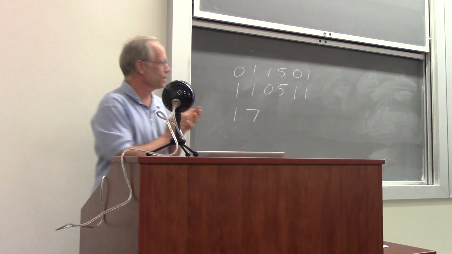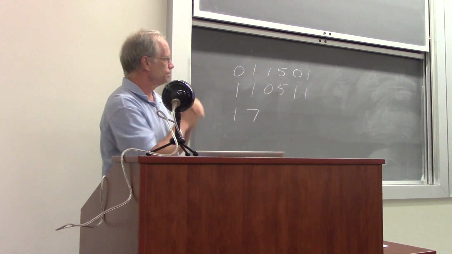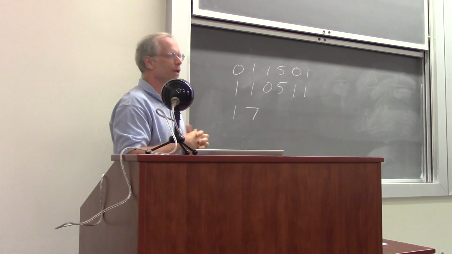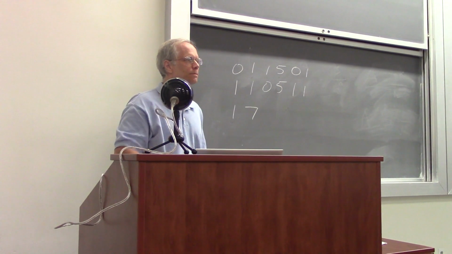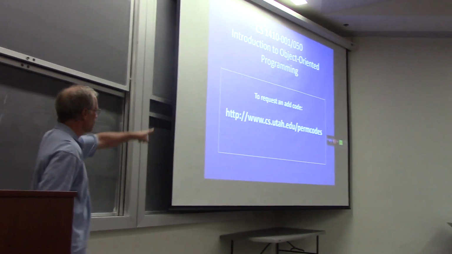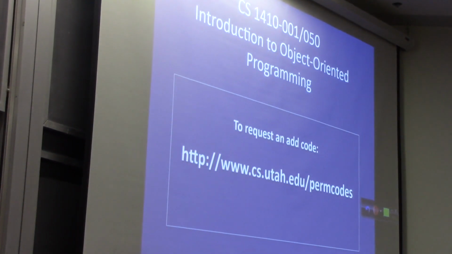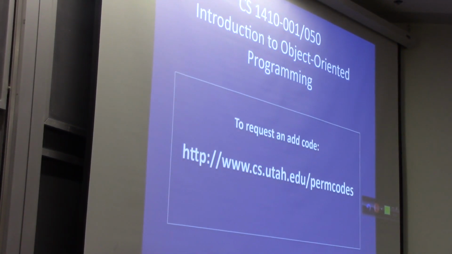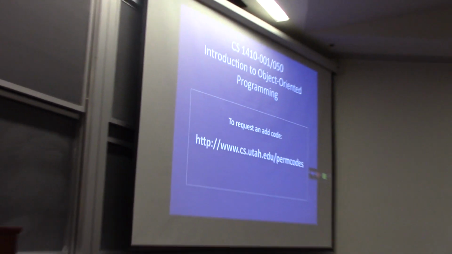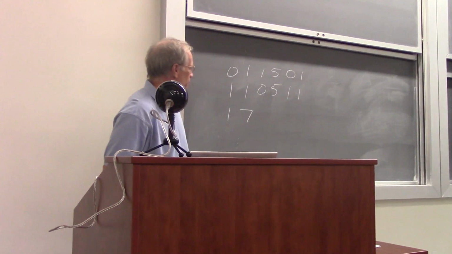This is CS 1410, Introduction to Object-Oriented Programming. And how many of you need an add code? I just asked how many people needed an add code to add the class, so that's the place to go. There's a form you can fill out. We try to accommodate everybody. We've got to get a feel for how many people need to add it, and we'll do our best to let everybody in that has some prerequisites.